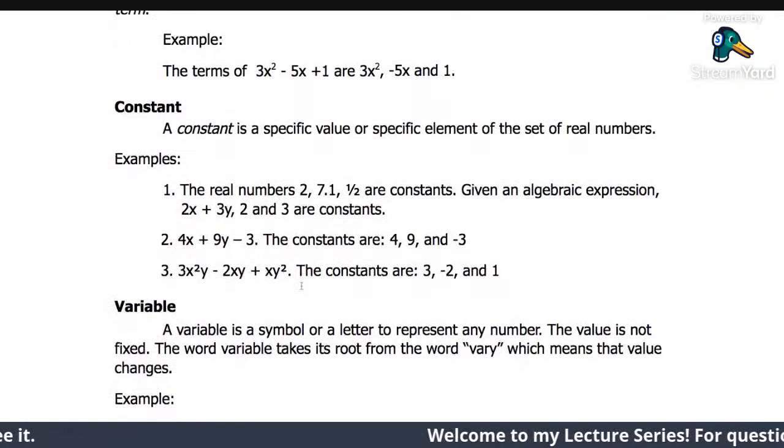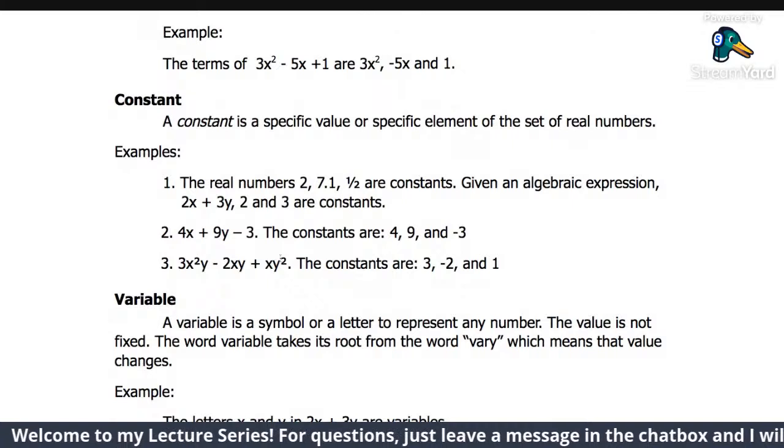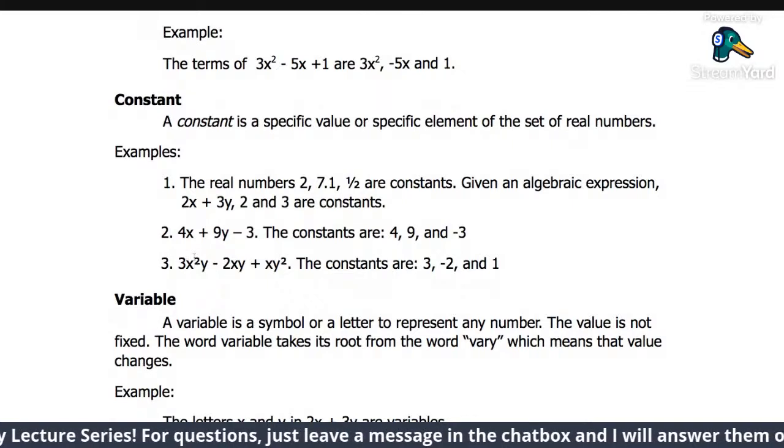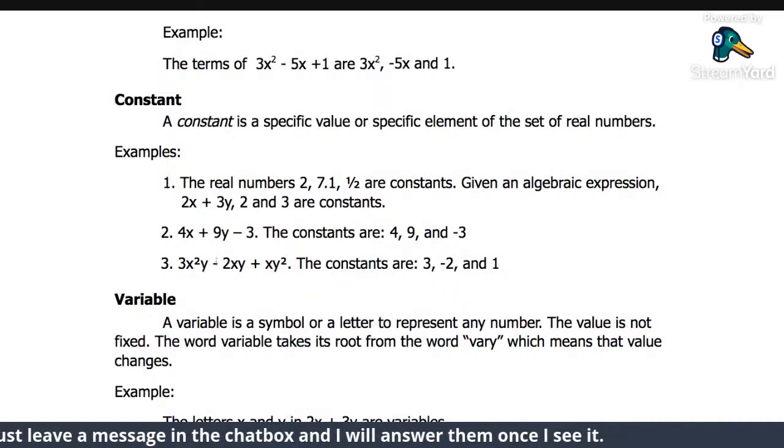In our third example, we have 3x squared y minus 2xy plus xy squared. So the constants in this expression are 3, negative 2, and positive 1.